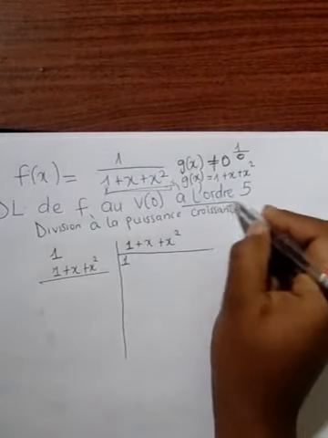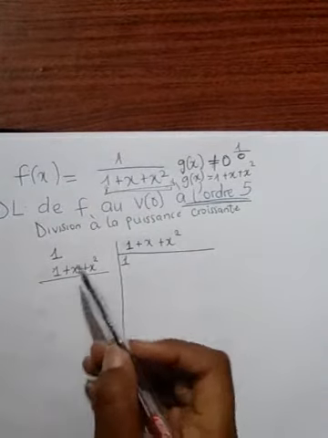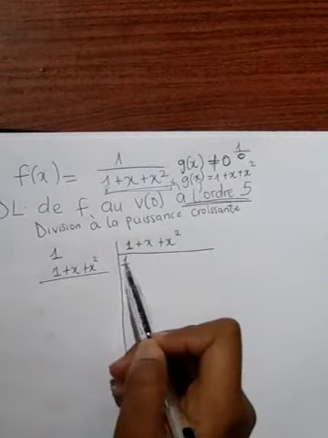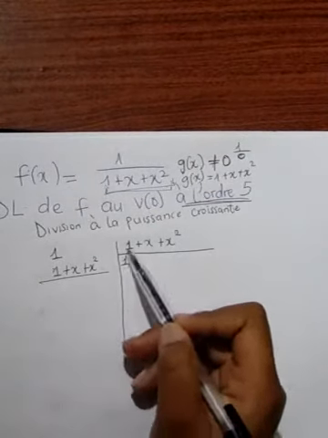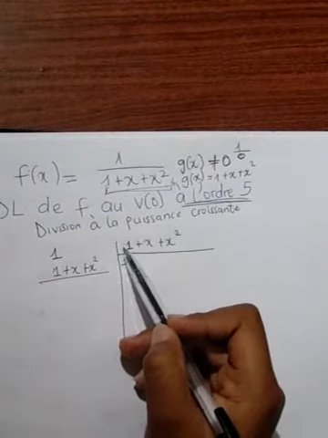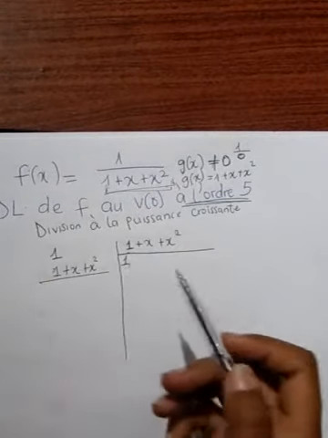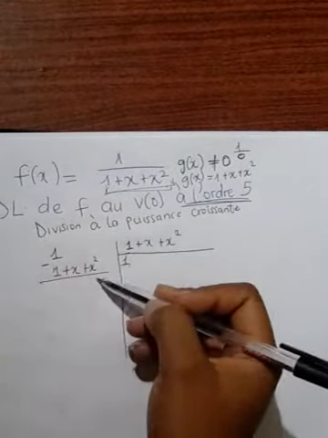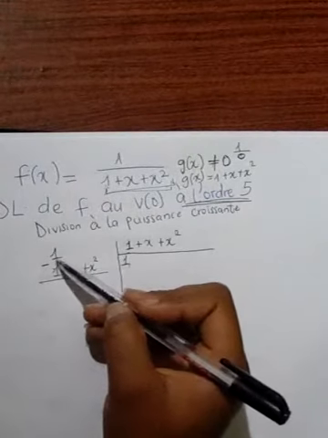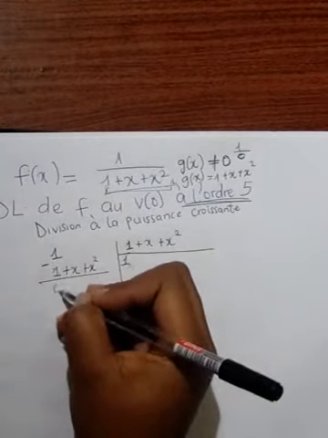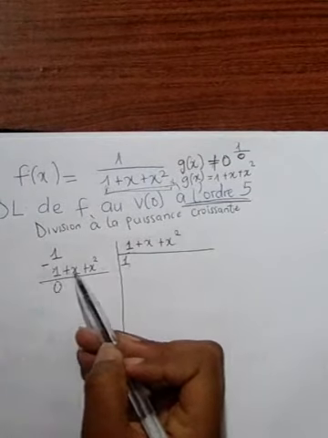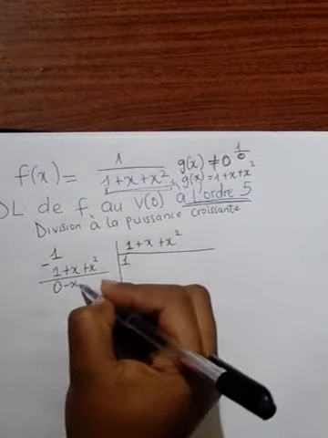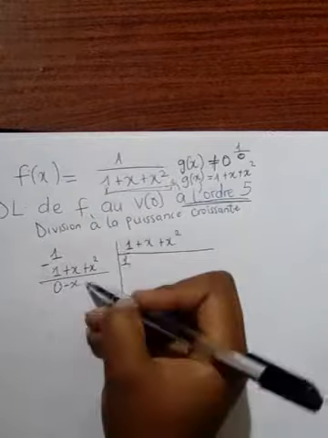Remember where we're going to. We're going to the order of 5. So the first step, we did 1 over 1 and we got 1, and then we used the answer we got from here to multiply everything from the denominator, and we got this. The third step is to subtract what we've gotten. So 1 minus 1, we're going to get 0. Minus plus x, minus plus is going to give us minus, so here we have minus x. Minus plus is going to give us minus, so here we have minus x squared.